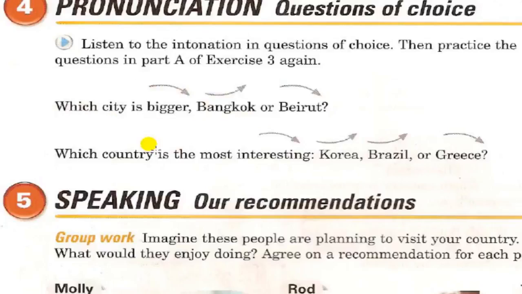Listen again. Page 94. Exercise 4. Pronunciation. Questions of choice. Listen to the intonation in questions of choice. Then practice the questions in Part A of Exercise 3 again. Which city is bigger, Bangkok or Beirut? Which country is the most interesting, Korea, Brazil, or Greece?